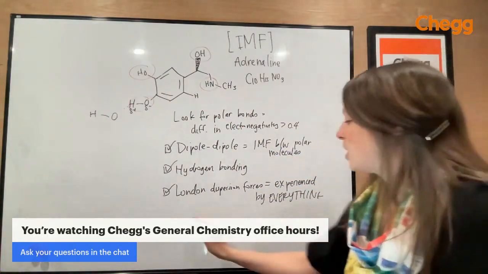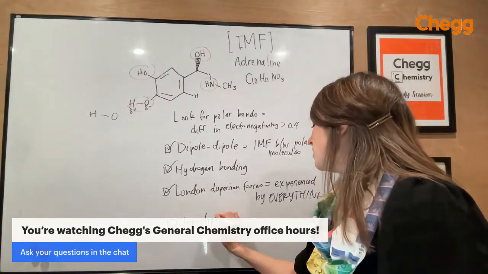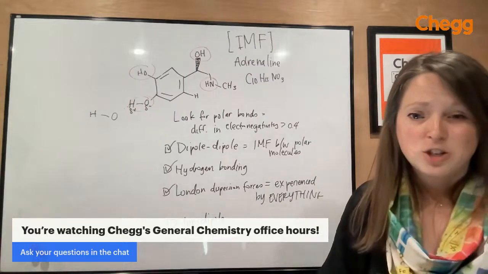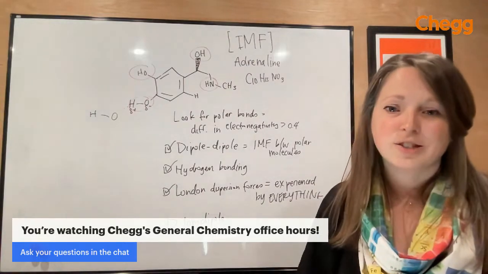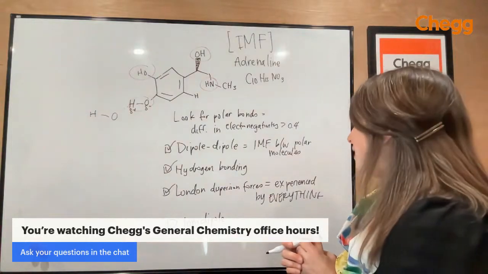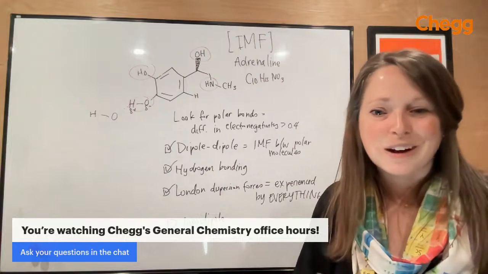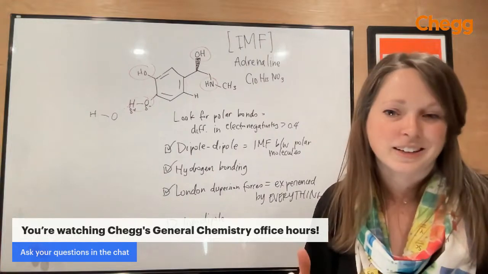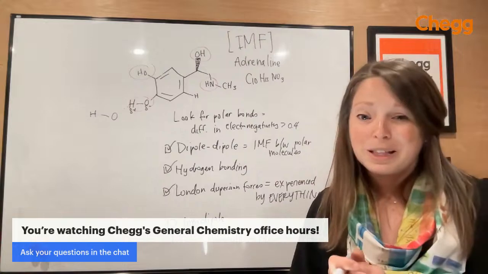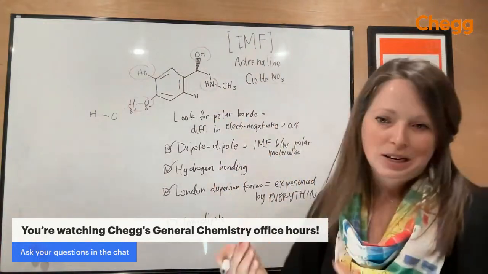The only one I did not talk about is ion dipole interactions. With an ion dipole interaction, you have to have an ionic substance that is dissolved in a polar substance. So a lot of things with salt, right? If you dissolve sodium chloride in water, that would create ion dipole interactions. That's actually going to be the strongest intermolecular force. But with these covalent molecules, we're not going to experience that.